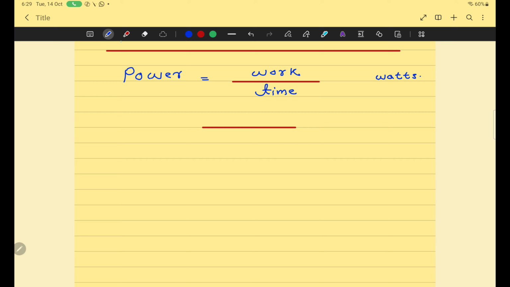But sometimes this work is replaced by force into displacement, and if you divide displacement by time, then it becomes velocity. So you have another definition of power. Sir, power is the product of force and velocity. So you should know this formula as well. Power is work upon time, and power is the product of force and velocity.